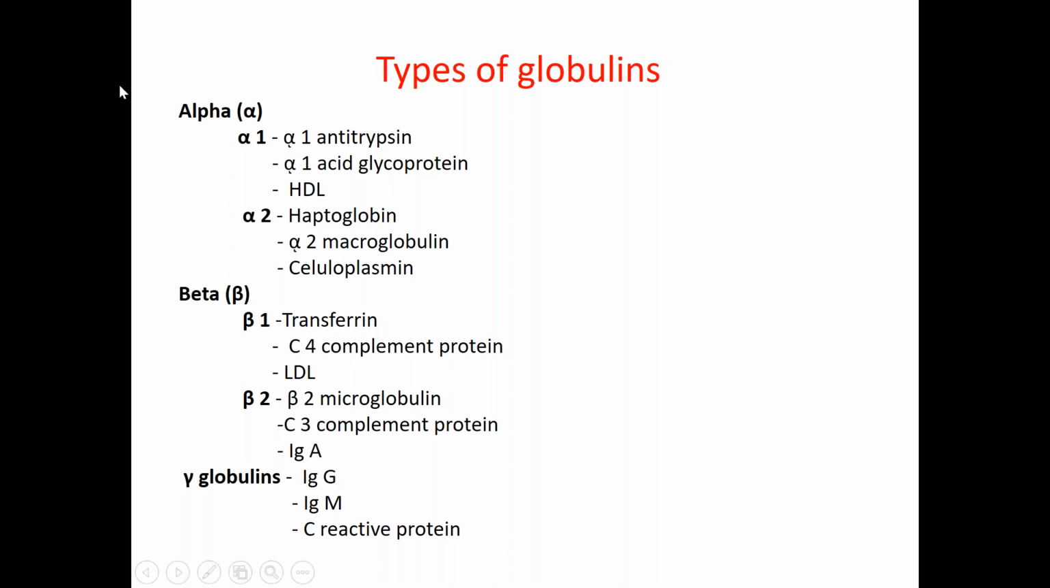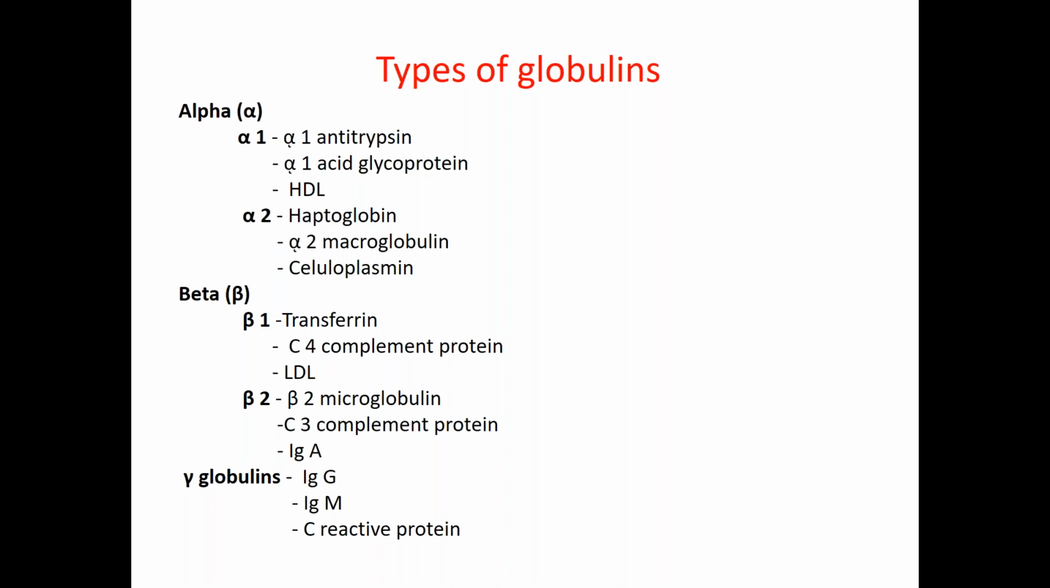So these are the types of globulin: alpha globulin, beta globulin, and gamma globulin. This is listed in order of the electrophoretic mobility in the agarose gel. In the alpha region of the gel, you will get alpha 1 globulin and alpha 2 globulin. Examples of alpha 1 globulin are alpha 1 antitrypsin, alpha 1 acid glycoprotein, and high density lipoprotein. Alpha 1 antitrypsin and alpha 1 acid glycoprotein are acute phase reactants, acute phase proteins.